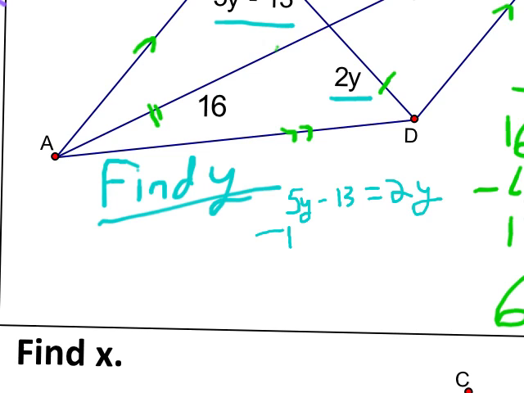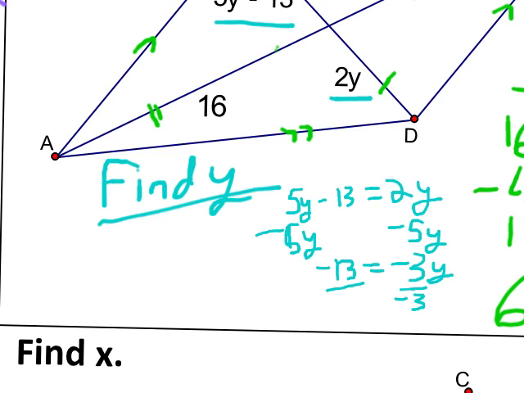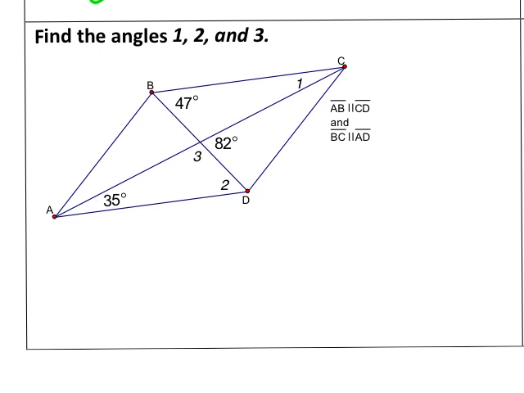Let's subtract 5y from both sides. Minus 5y. And I get negative 13 equals negative 3y. Dividing both sides by negative 3, I get a nasty fraction. Let's see. I get y equals, that's going to change to a positive, 13 divided by 3, which is 4 1/3, or about 4.3. Okay, 4.3.